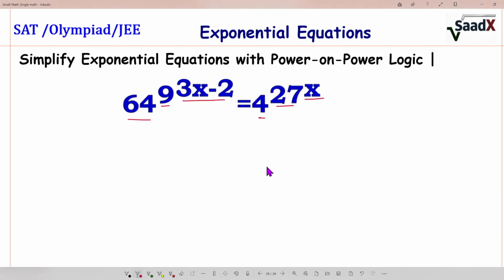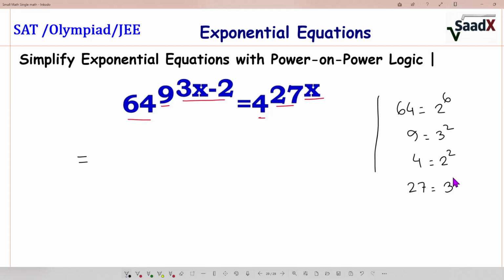Let's start. There are lots of ways we can find the value of x, but we will try simple and step by step. This 64 we can write as 2 to the power 6, right? 9 we can write as 3 square. Similarly, this 4 we can write as 2 square, and 27 we can write as 3 cube. Now we will implement these here.